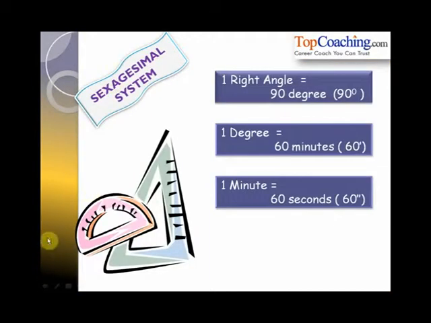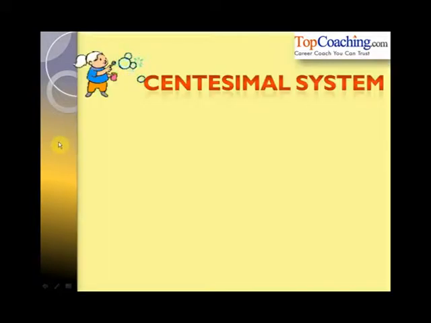So in the sexagesimal system, what we can say is one right angle is equal to 90 degrees. 1 degree is equal to 60 minutes, and 1 minute is equal to 60 seconds. This is the way we denote a degree, this is the way we denote a minute, and this is the way we denote seconds. Now let's look at the second system of measurement, which is called the centesimal system or the French system.